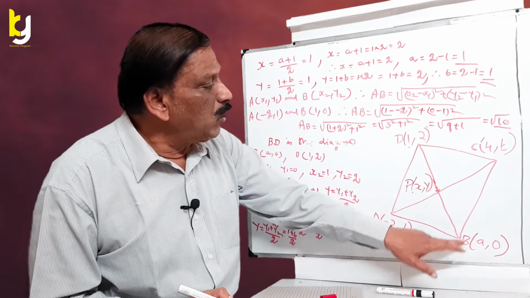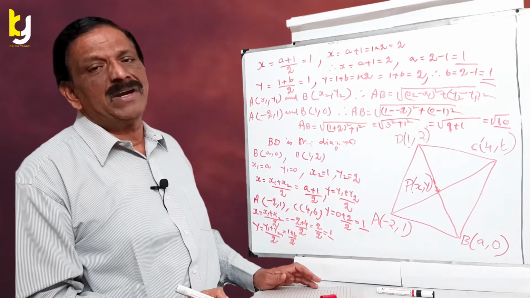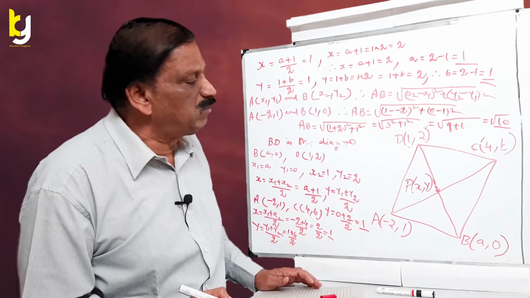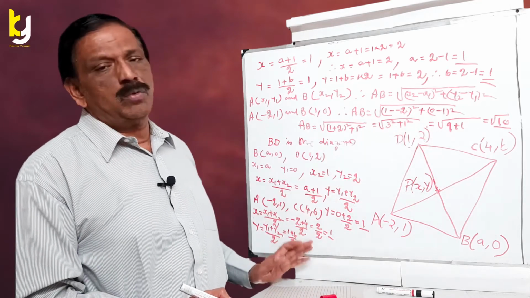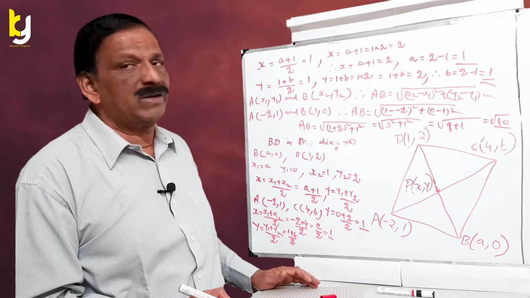Similarly, we can find out BC, root of x2 minus x1 whole square plus y2 minus y1 whole square. Similarly, we can find out CD, root of x2 minus x1 whole square plus y2 minus y1 whole square.